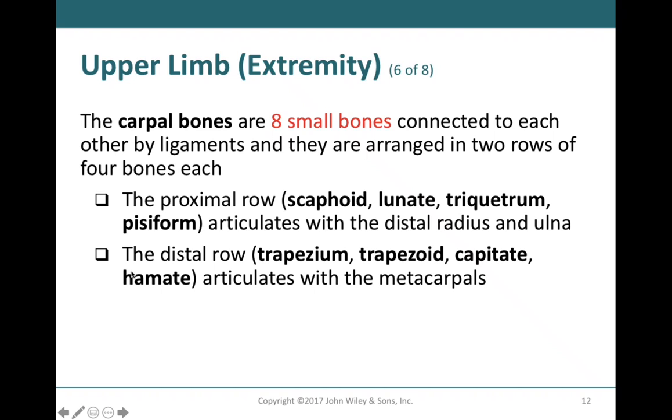The distal row is going to contain 4 other carpal bones, and these will articulate with another set of bones known as metacarpals, which are the bones that can be found in the hand. So the 4 carpal bones that make up the distal row are the trapezium, the trapezoid, the capitate, and the hamate. Each of the bones in the distal row will be articulating with the bones in the proximal row, as well as the metacarpal bones that can be found in the hand.